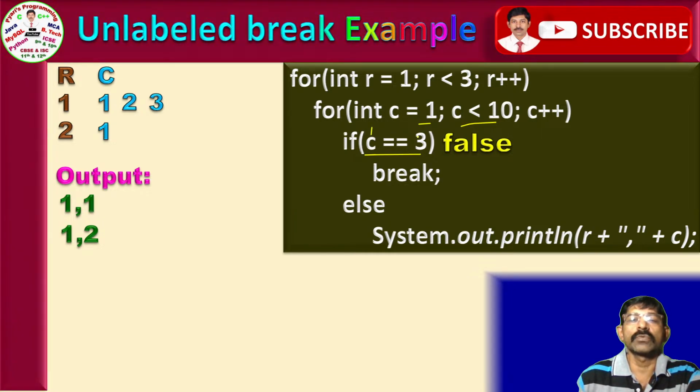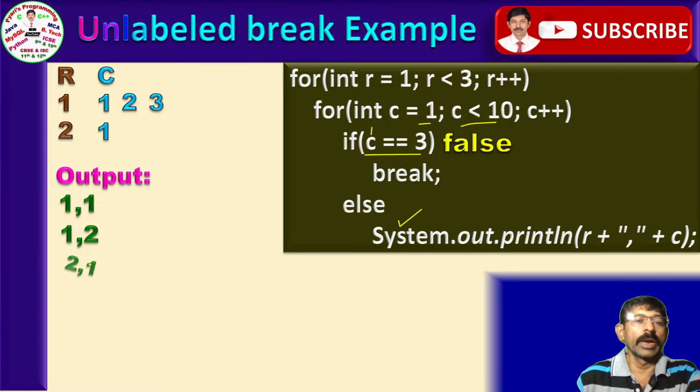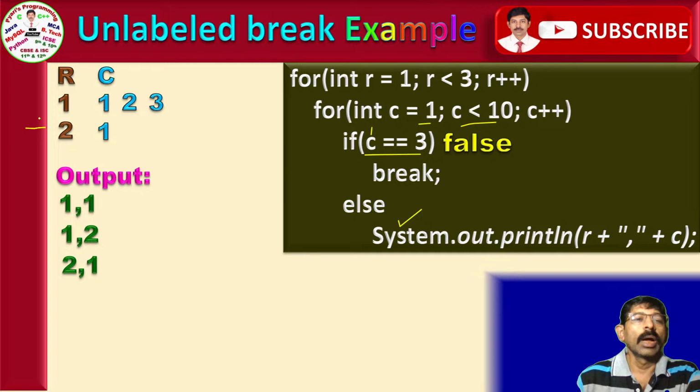1 equals to 3 is false. So it will display 2 and 1. That's why we are getting 2, 1. C value is 1 and R value is 2.